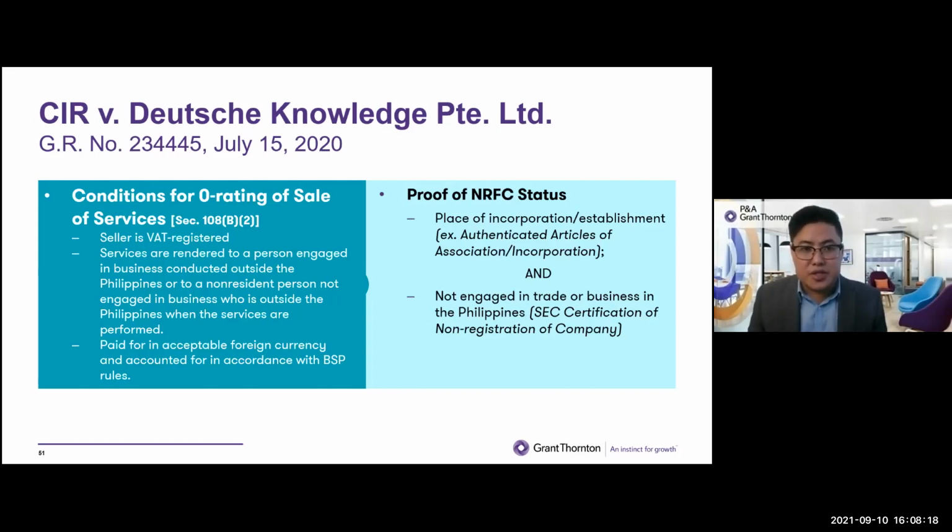So basically, Deutsche is trying to claim a refund on excess input VAT pertaining to an effectively zero-rated sale. Deutsche is into sale of service, similar to most IT BPM companies here. Its client is foreign, based abroad. Because of that, its output VAT is zero, but its suppliers are charging 12% VAT. So its input is higher than its output, which led to a refundable amount.